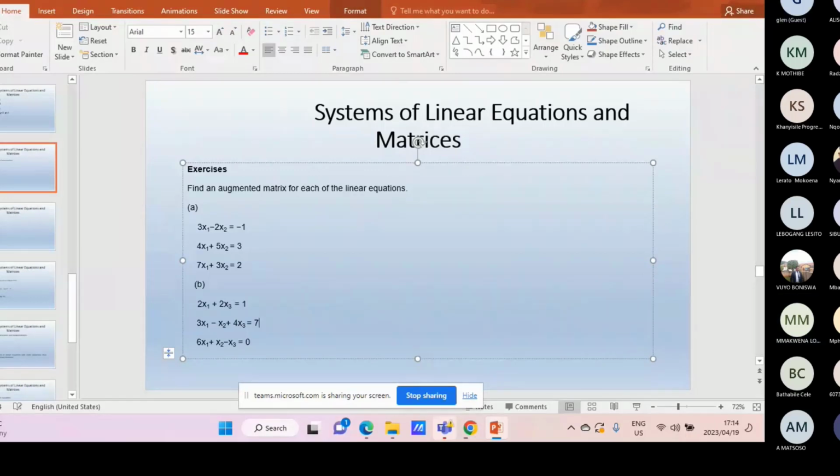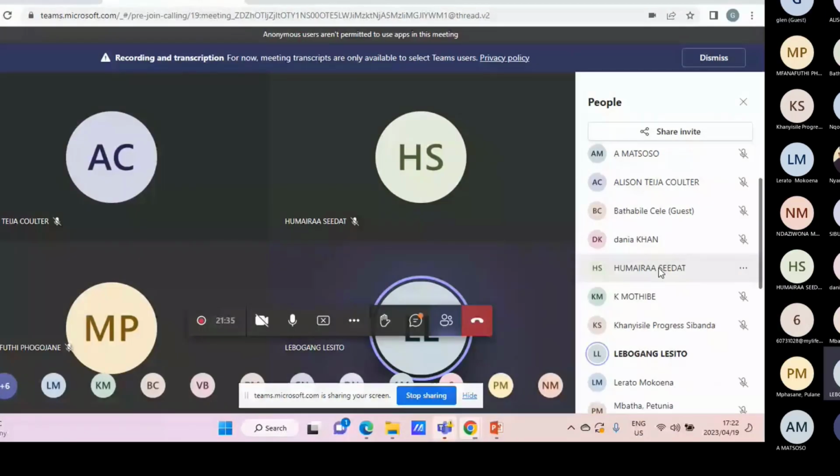What is the value of x1? Your value of x1 is minus a half. X2? -4. And then x3? 1. Yes. Lebogang, have you got our answers? Yes, I have the answers. What did you get? For x1, I got 11/12. X2 -71/12. X3 -5/12.